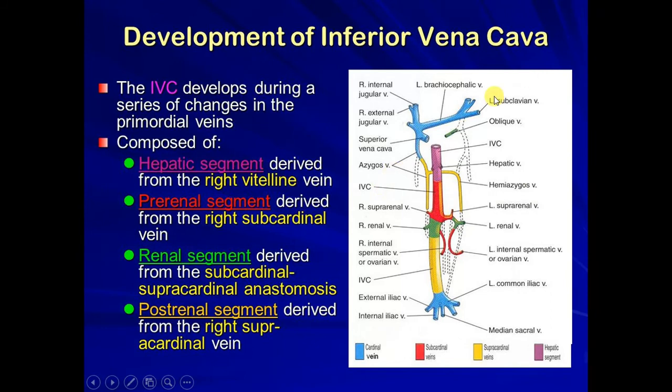So when we see the development of the inferior vena cava, what we have understood from the previous diagram is that there is a hepatic segment. When we were discussing the development of vitelline veins, in that segment we saw the portal system draining into the liver, and the liver then draining into the inferior vena cava through hepatic veins, and there is formation of the hepatic segment of the inferior vena cava. Here it is shown.